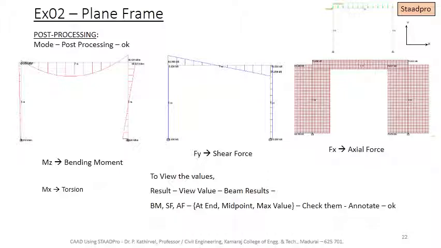To view the results, go to the result menu, view value, beam results, and check bending moment, shear, axial force at the various vital points, which are the end, mid, and maximum values. Click annotate and OK. So you can see the values that are displayed in the diagram at the various significant points.